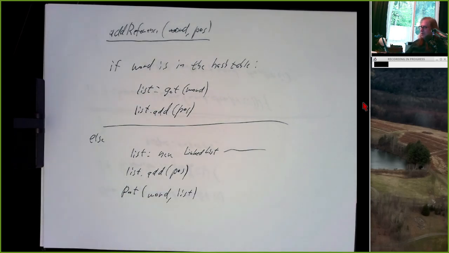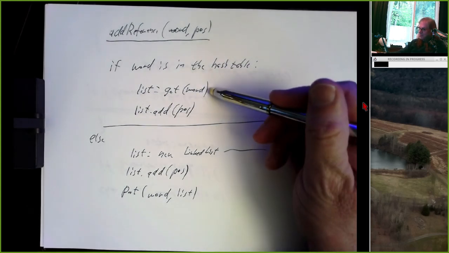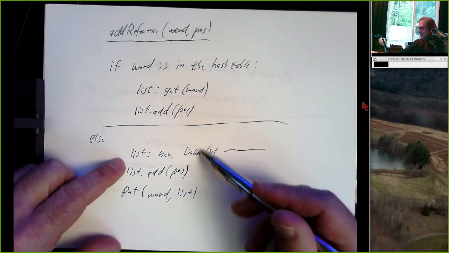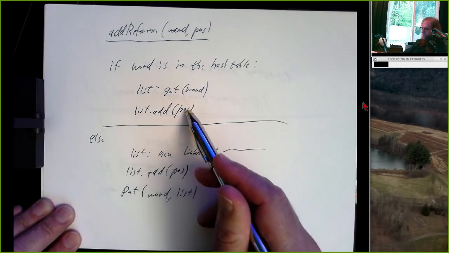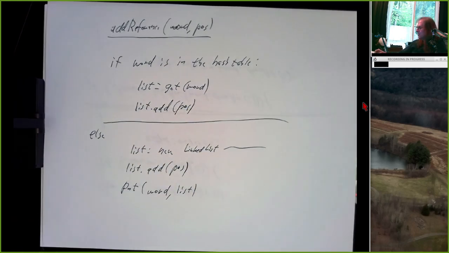The next time you find the word, you'll say, is that word in the hash table? Yes, it is. I'll use get to get that list out of the hash table. That will give me back this list that I created here. And when I add something, it will add it to the end of the list, so it'll come after whatever position I put in for that first reference. Does that make sense?